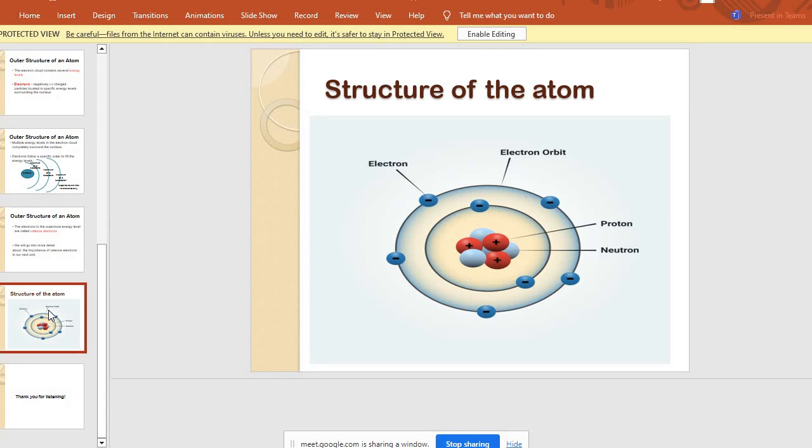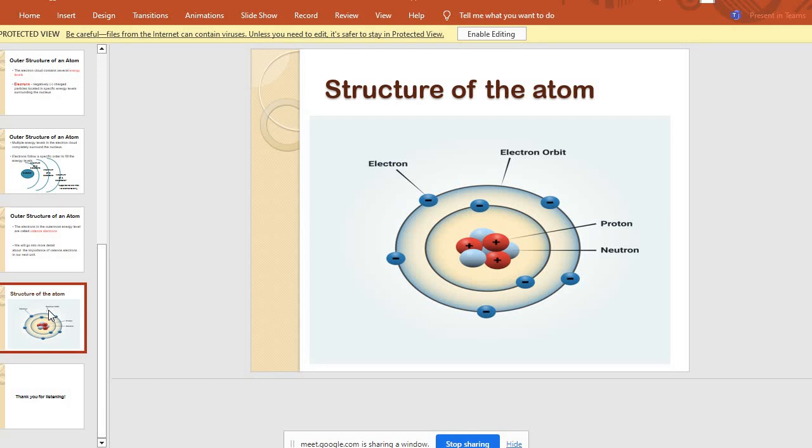So who can define for us an atom? Yes, Sylvia, tell us what an atom is. Okay, thank you. That is true. An atom is the smallest particle of an element that can take part in a chemical reaction.